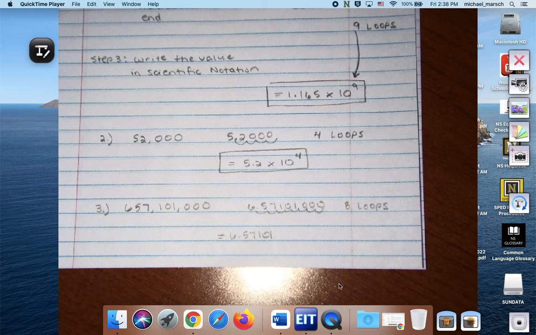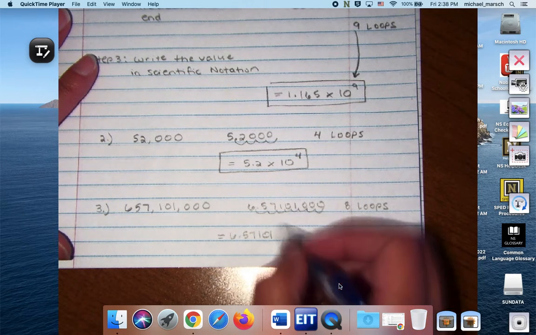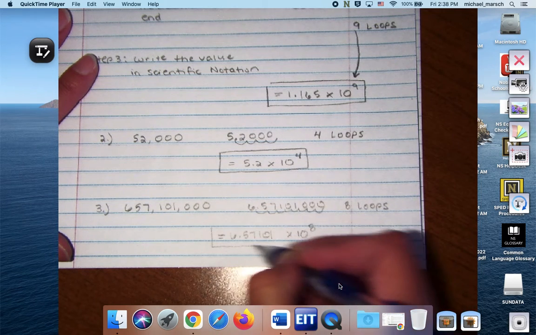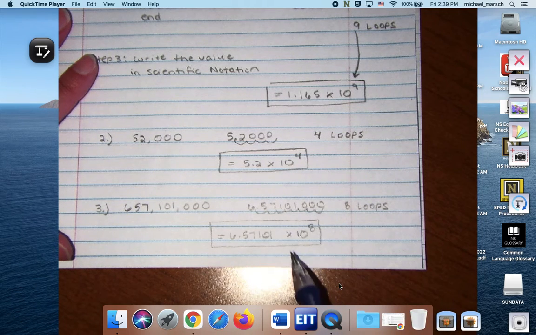Nia, do you know the answer? 6.5 times 10 to the 8th power. You're close. You have to show all these digits. So 6.57101 times 10 to the 8th power. Because really what you want to be able to do is recreate the standard form using the scientific notation.